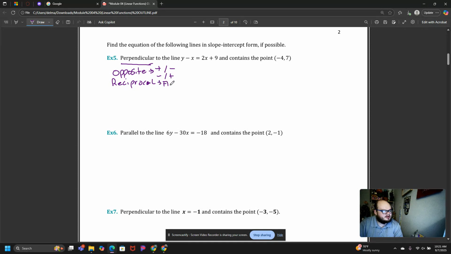Reciprocal means to flip. Okay, so what was up here goes down here. Okay, so in my little flippy illustration here, it would now be y on top and x on the bottom. Okay, so reciprocal means you flip it. Okay, so just move them up, or down.